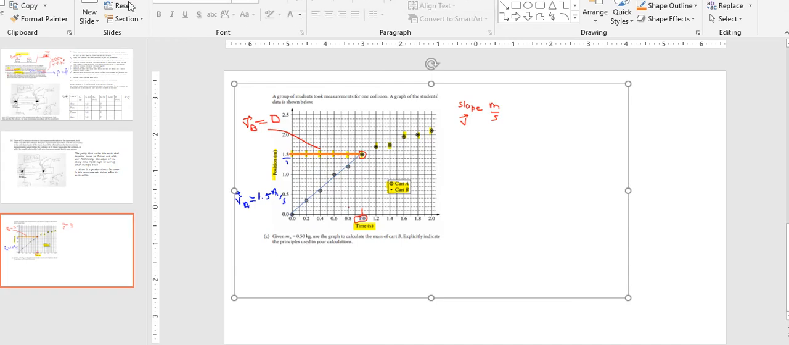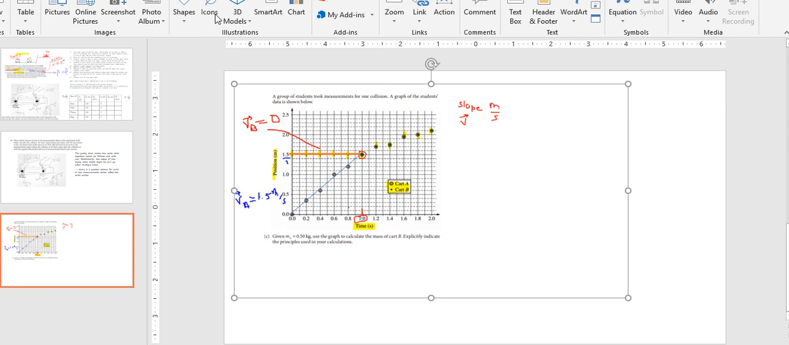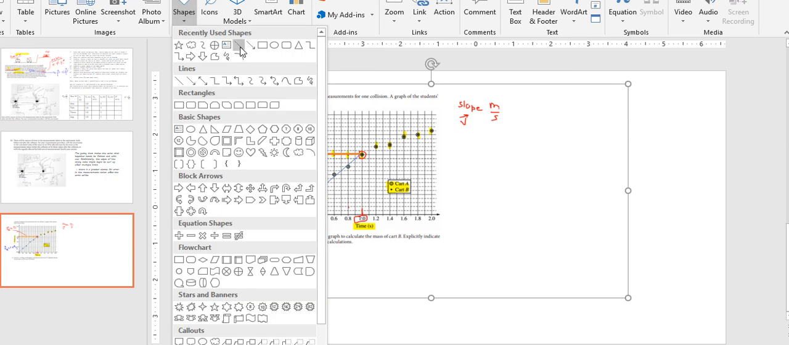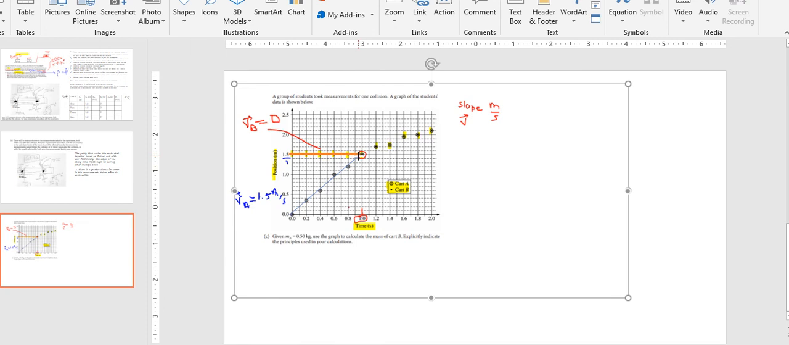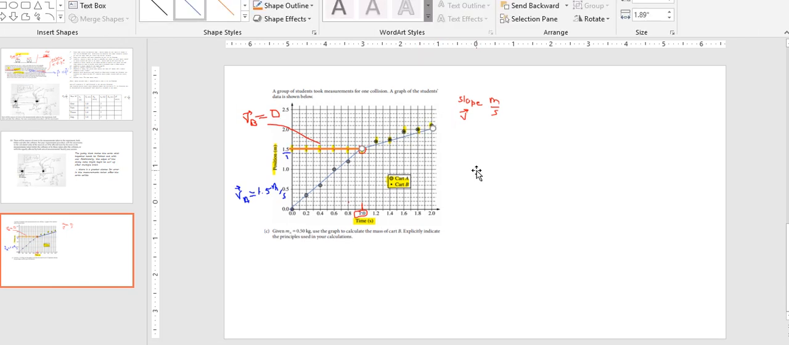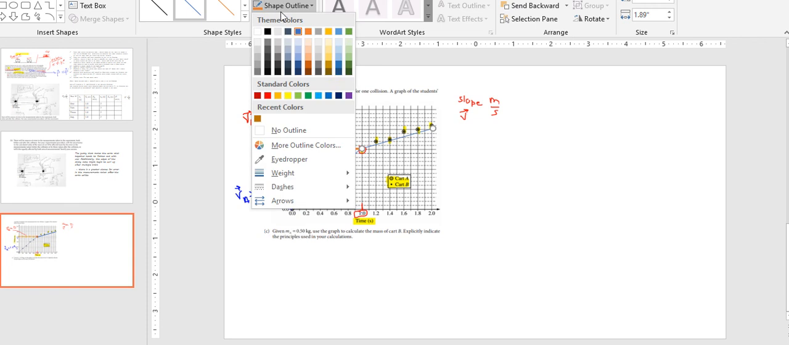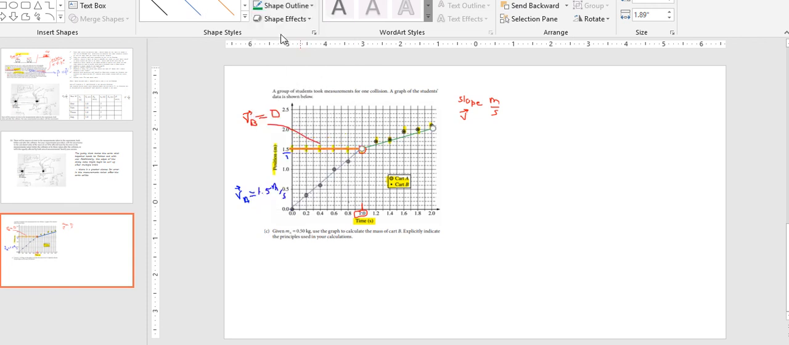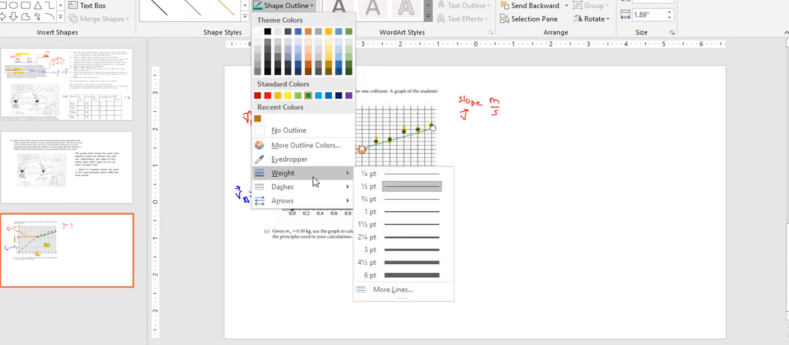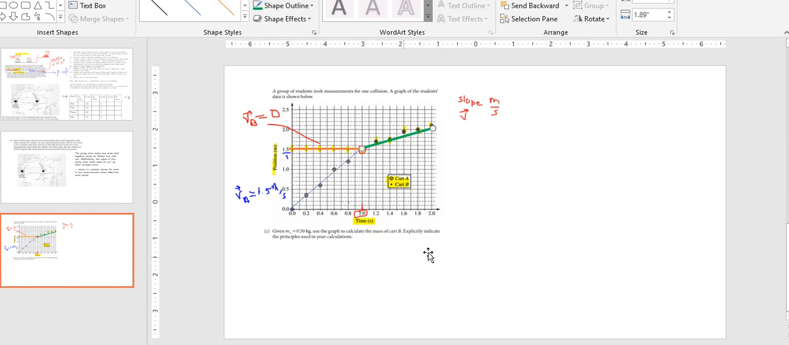All right, so now I'm going to do another best fit line for after the collision. I'm going to start it here, and I'm going to end it right up through here. Try and get one that looks good, I'm going to put it right here on the 2 to make my life easier. Alright, let me change the color of that to green, sorry, and make it a little heavier so I can really see it.